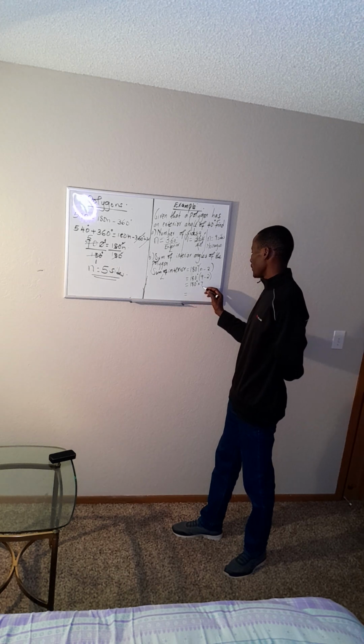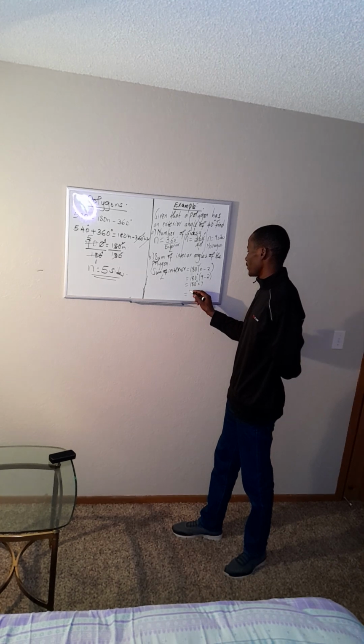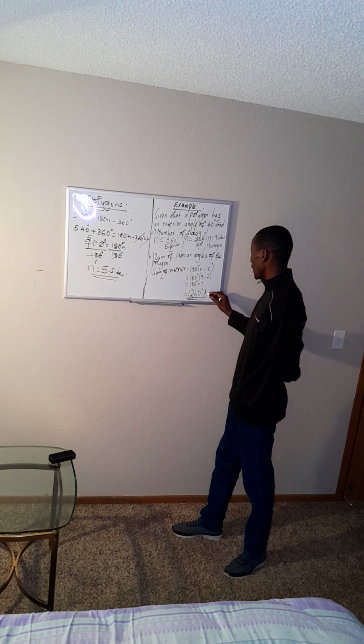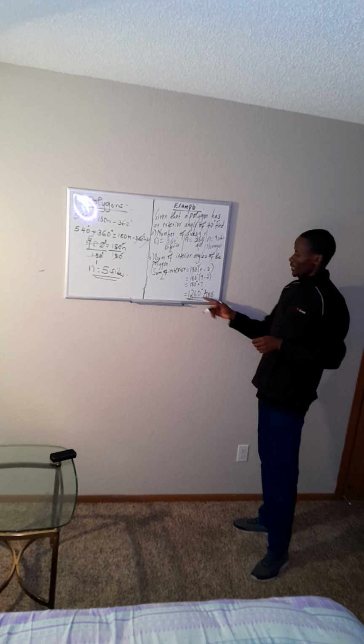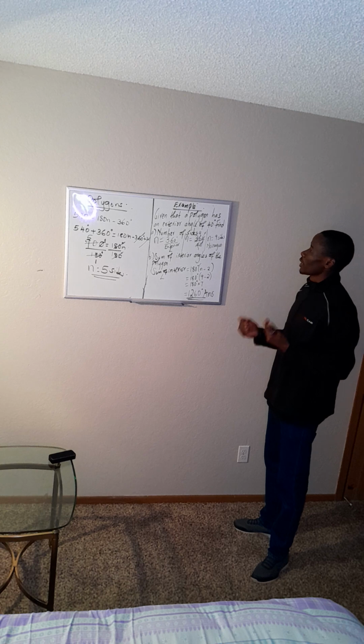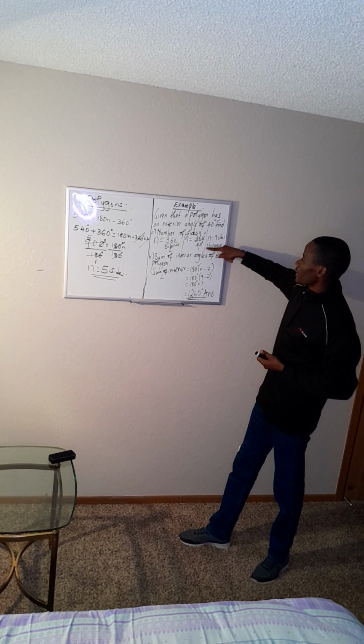So what is the sum? 7 times 0 is 0. 7 times 8 is 56, carry 5. 7 times 1 is 7. 7 plus 5 is 12. So the sum of interior angles of the above polygon is 1260 degrees.